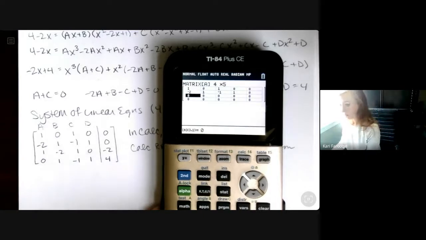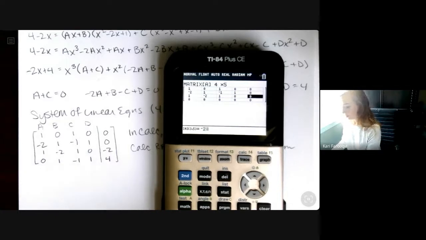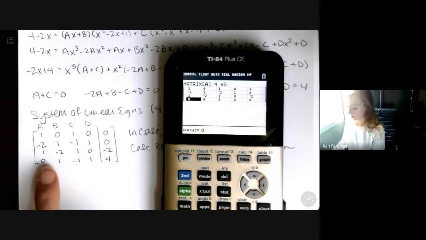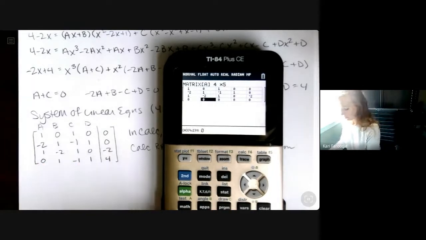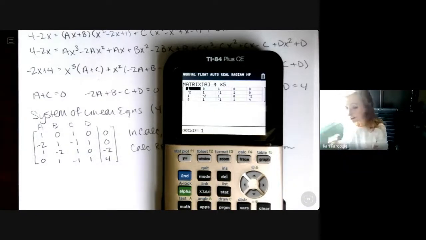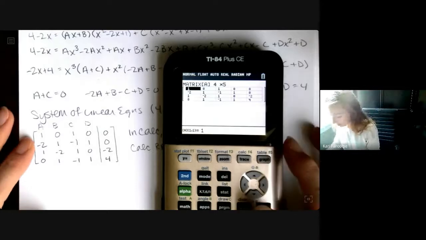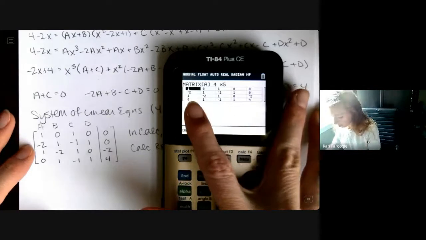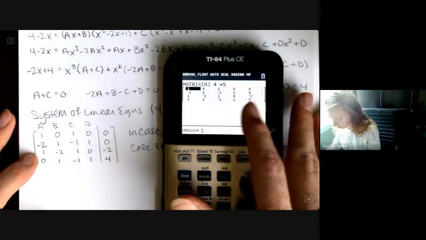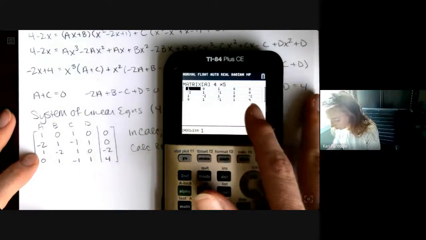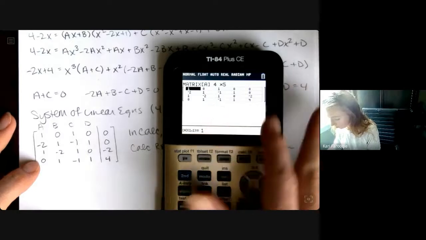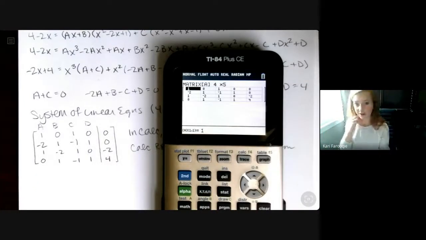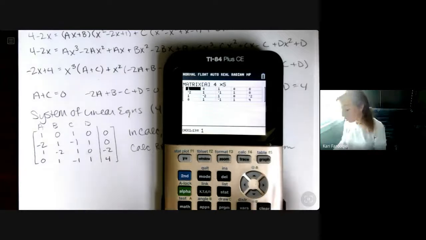And I'm just hitting enter after I enter each number. 1 enter, -2 1 0 -2. And then for the last row, I have 0 1 -1 1 4. And then I'm going to double check and make sure that all of the entries in my calculator match what's actually on my paper. So -2 1 -1 1 0, 1 -2 1 0 -2, 0 1 -1 1 4. Okay, we're good. So now you're going to go back into your matrix menu.